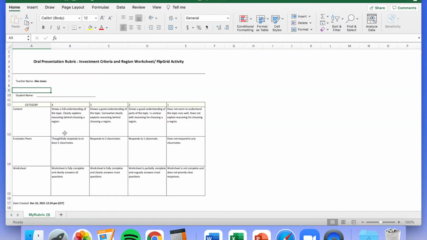So they're going to be graded on their content, how well they evaluate their peers, and the completion of the worksheet.